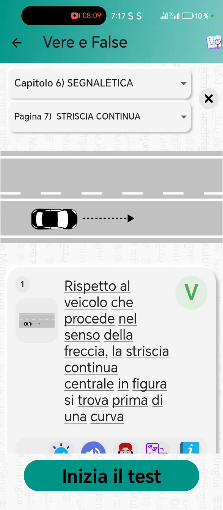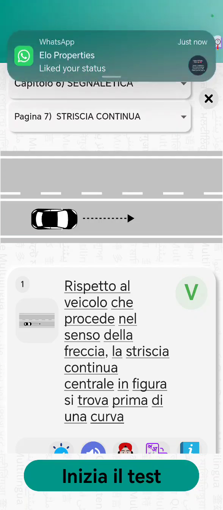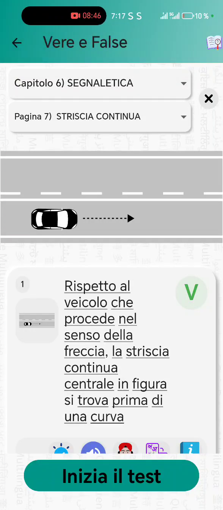It says rispetto a veicoli che possiede nel senso della strisce. Se la striscia continua centrale in figura si trova prima di una curva. So this line now, if they tell you this line, you can only see this line before you enter a curve road. You know, for a curve road now, you are not allowed to do overtaking because it's very, very dangerous. It limits vision.